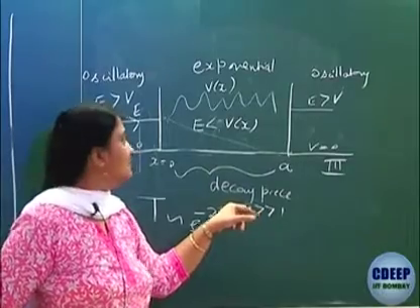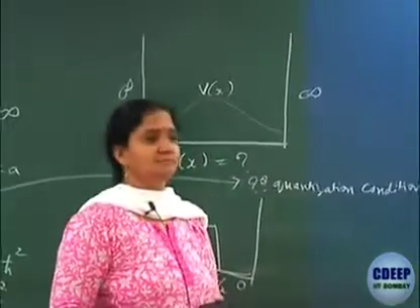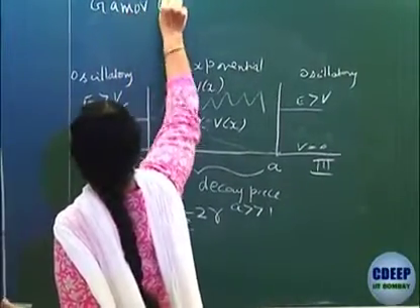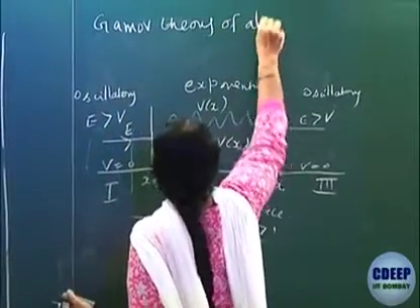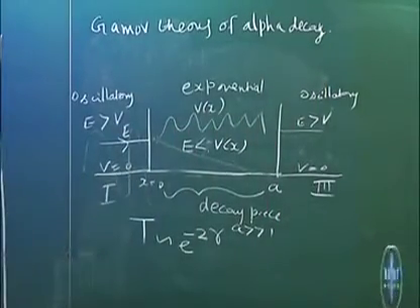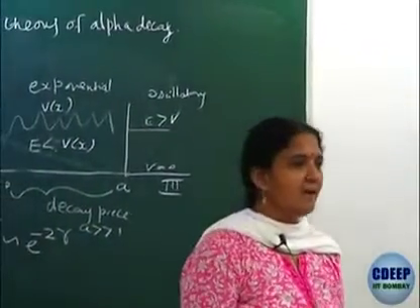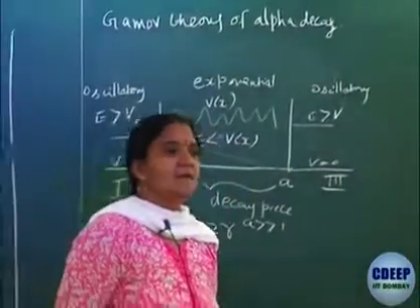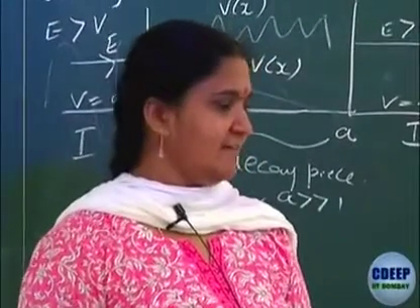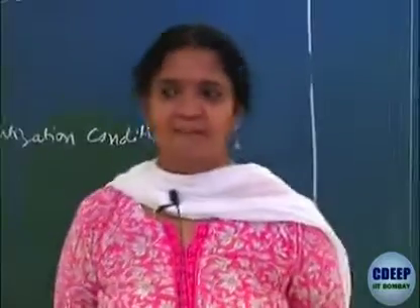Okay. So the problem which happens in similar situations is in alpha decay. This is the Gamow theory of alpha decay. So what happens is that you have a uranium nucleus and alpha particles are emitted out of the nucleus. Initially, it experiences a nuclear binding force of short range, and after that a repulsive force takes over. Once it crosses the nuclear radius, the repulsive force takes over.